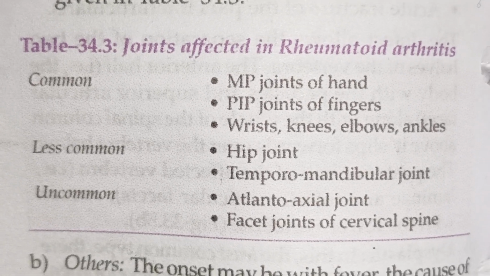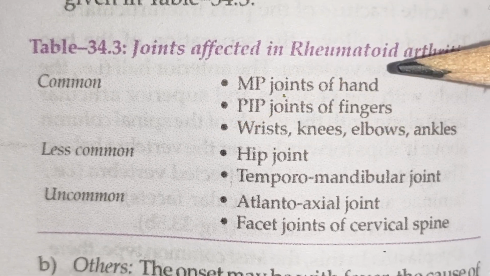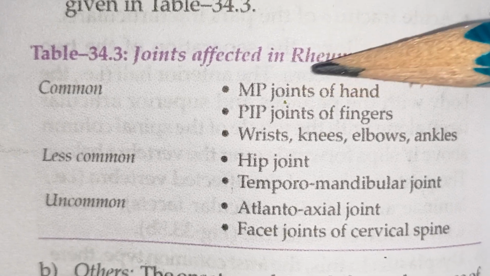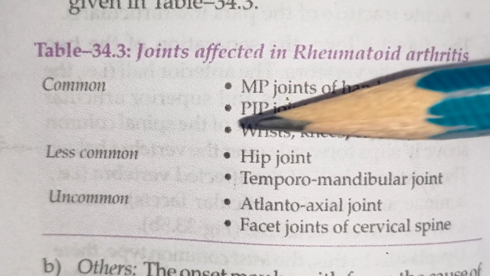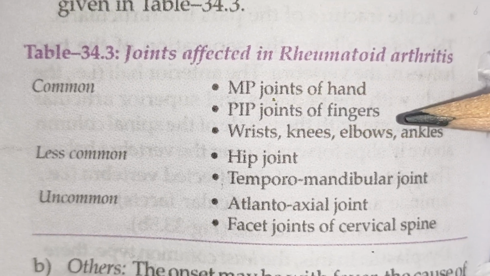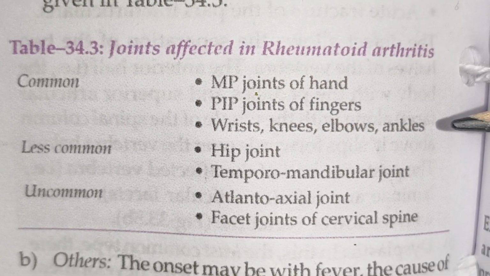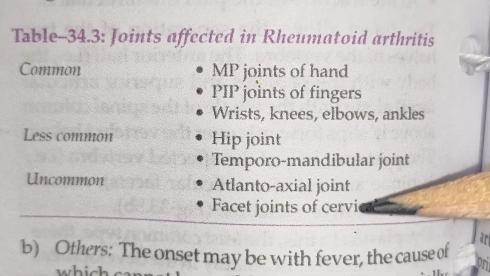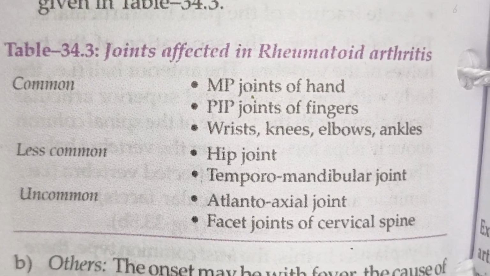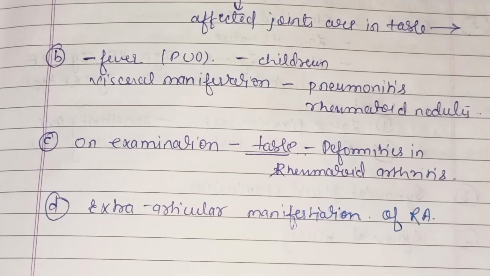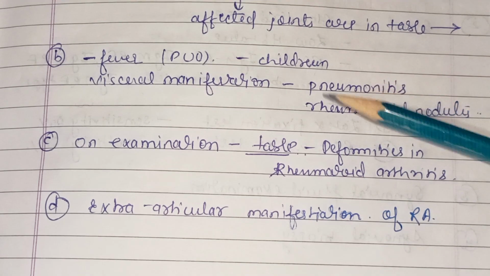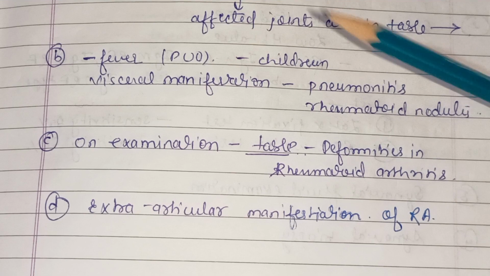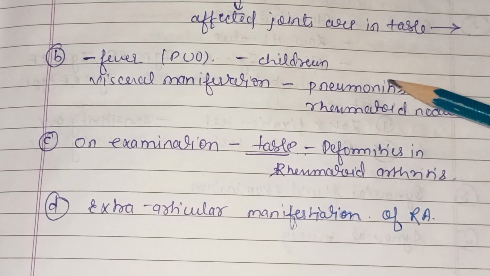Here you can see the joints affected in rheumatoid arthritis. The first, the common: metacarpophalangeal joints of the hand, proximal interphalangeal joints of fingers, wrist, knees, elbows and ankles. Less common: hip joint, temporomandibular joint, and uncommon are the atlantoaxial joint and facet joints of the cervical spine. In other clinical features, fever of unknown origin is seen in children, and visceral manifestations, that is pneumonitis and rheumatoid nodules.